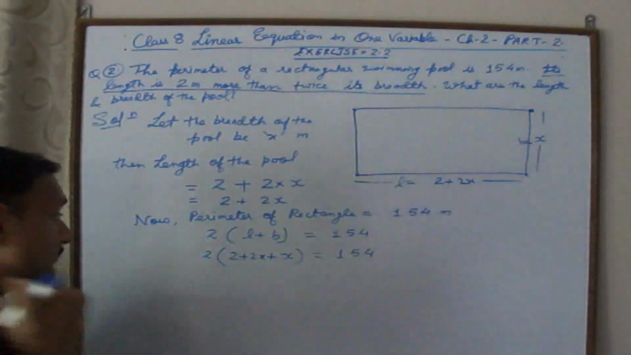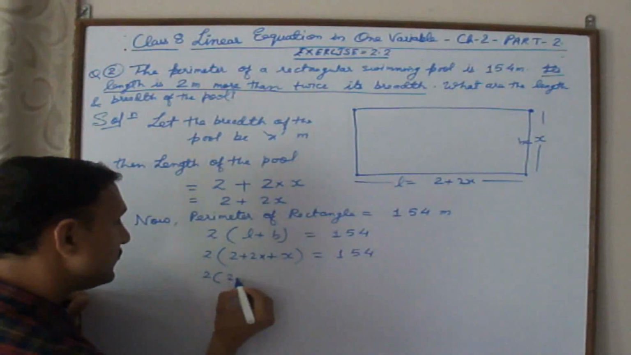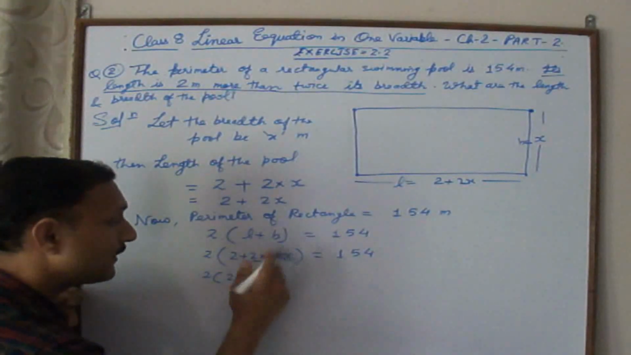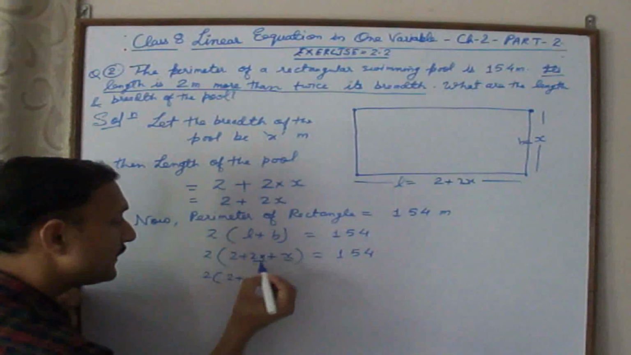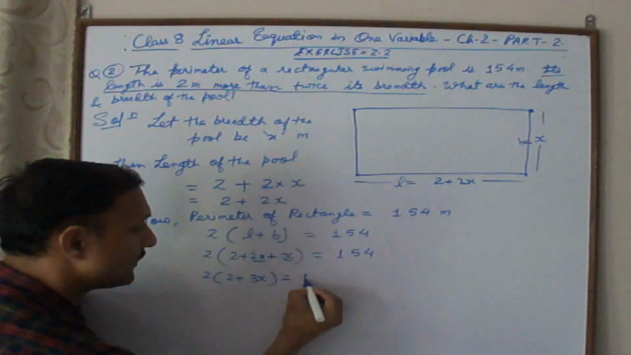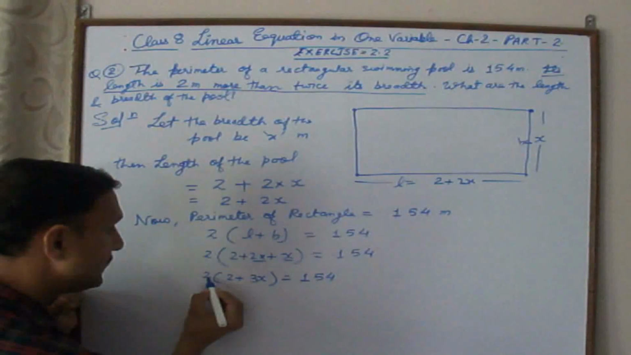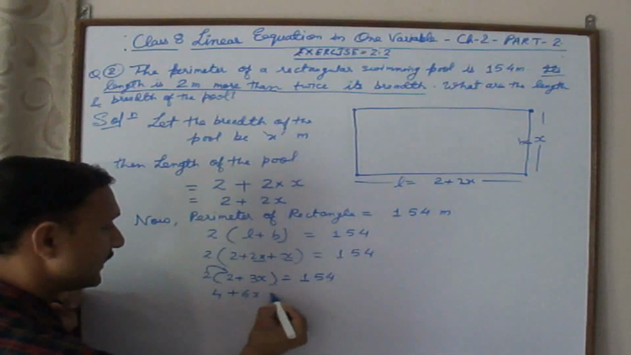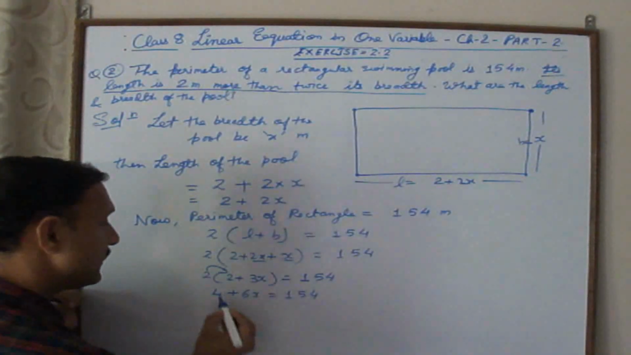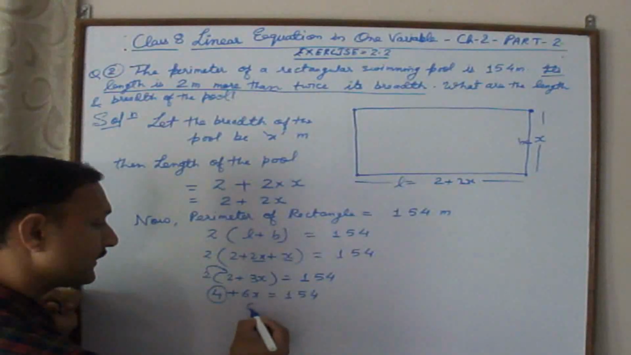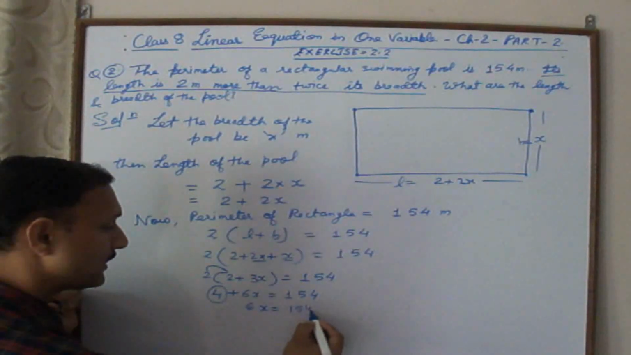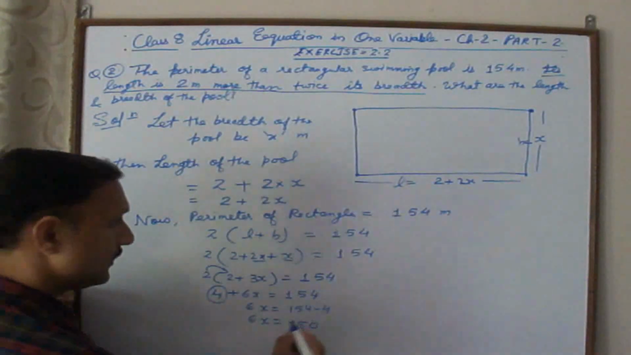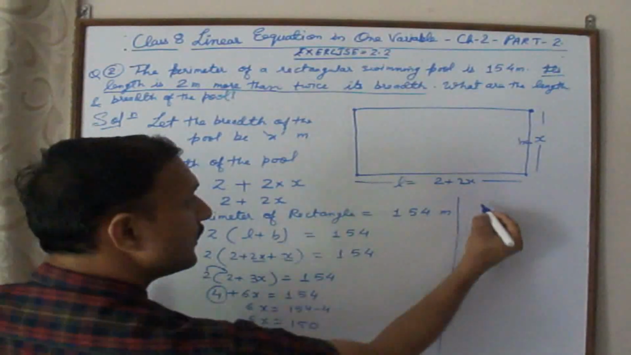Now very easily we can solve. 2 times, 2 plus 2x plus x, we know how to add like terms. 2x and x, no coefficient means 1 is there. 2x plus x is 3x. Distributive property: 2 twos are 4, 2 threes are 6x equals 154. Transpose 4 to the other side: 6x equals 154 minus 4, so 6x equals 150.